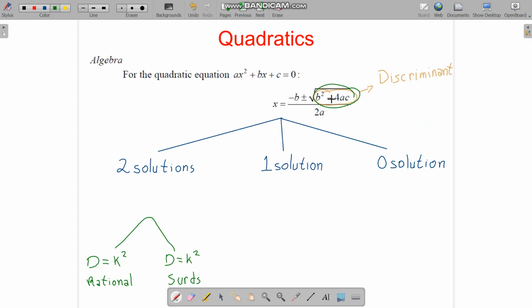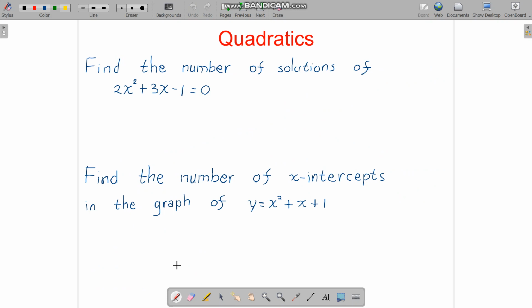This is called the discriminant. It discriminates the different types of roots or the x-intercepts. We have two x-intercepts when the discriminant is bigger than 0. We have one x-intercept when it's equal to 0, and when it's smaller than 0, because inside the square root we have something negative, there is no real solution, no x-intercepts. If the discriminant happens to be a perfect square, we have rational roots, but if it's not a perfect square, we have surds or irrational roots.